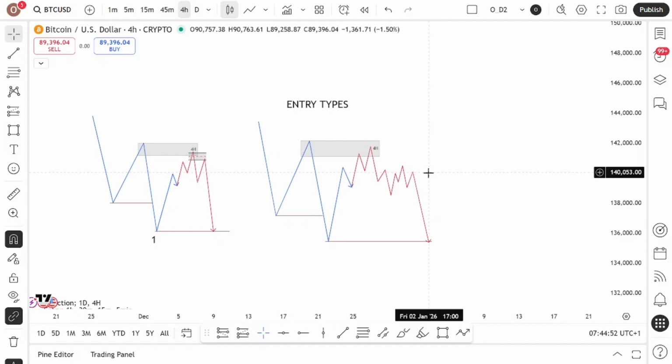So I'm mostly interested in taking these inducement setups from the lower time frame. That's one. Or if I'm taking it on the higher time frame, like the 4 hours, I want to see the same thing happening. I want to be using internal structures, not external structures. So you will hardly see me taking trades from the 4 hours external structure.